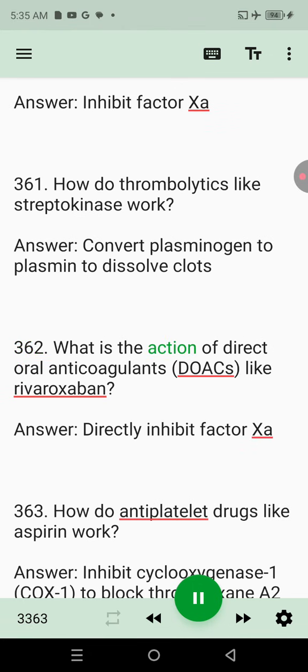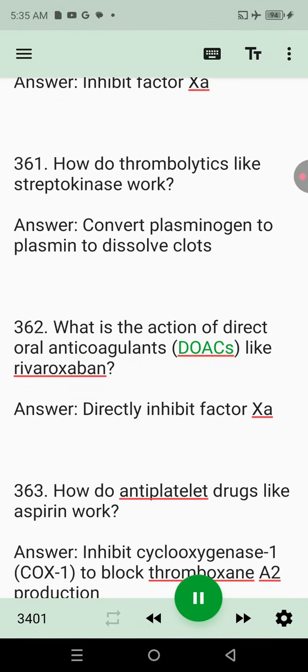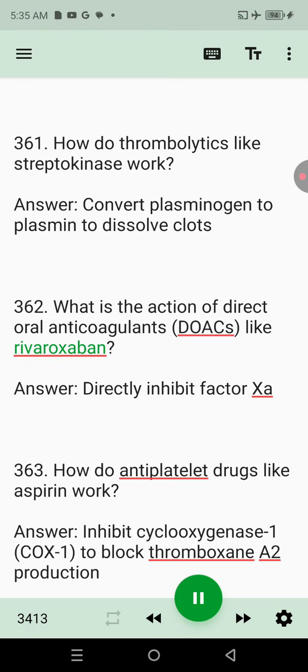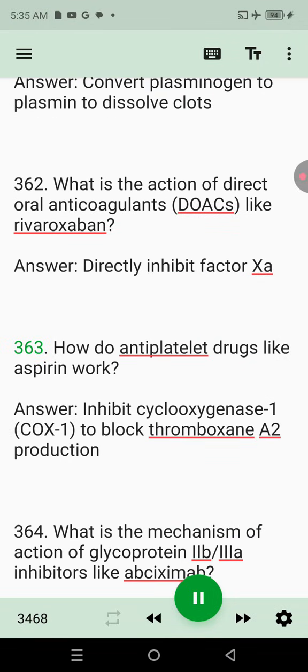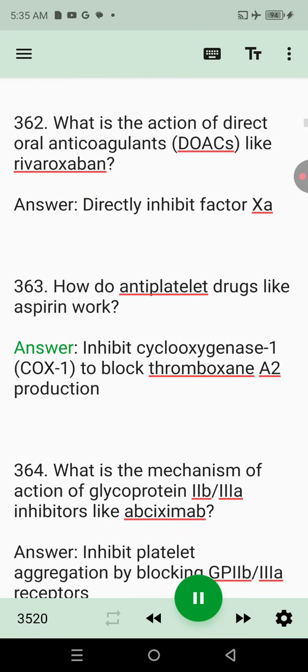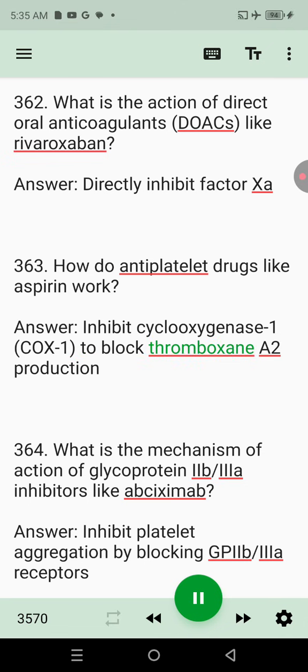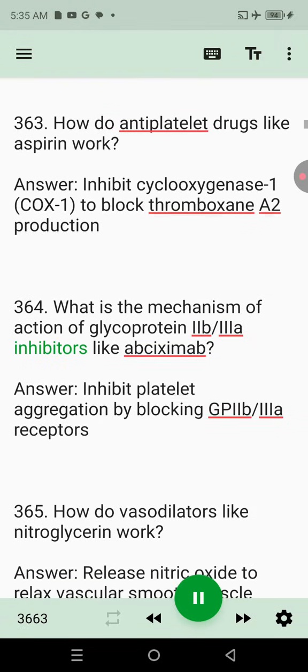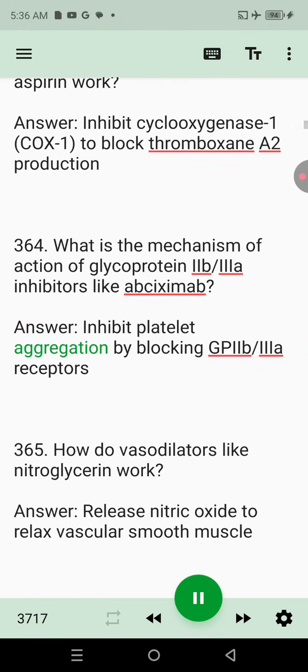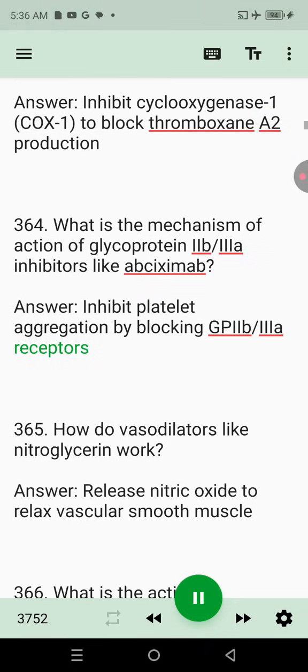362. What is the action of direct oral anticoagulants, DOACs, like rivaroxaban? Answer: directly inhibit factor Xa. 363. How do antiplatelet drugs like aspirin work? Answer: inhibit cyclooxygenase 1, COX-1, to block thromboxane A2 production. 364. What is the mechanism of action of glycoprotein IIb/IIIa inhibitors like abciximab? Answer: inhibit platelet aggregation by blocking GPIIb/IIIa receptors.